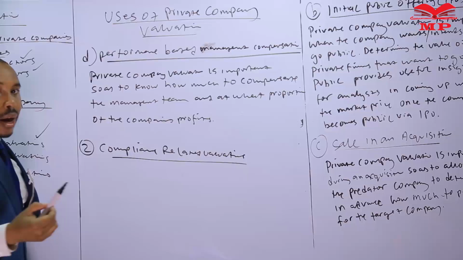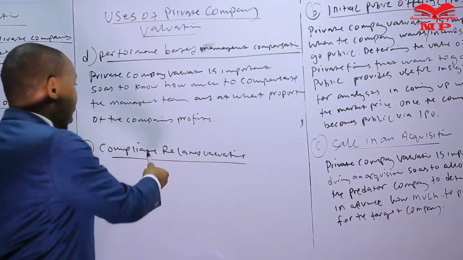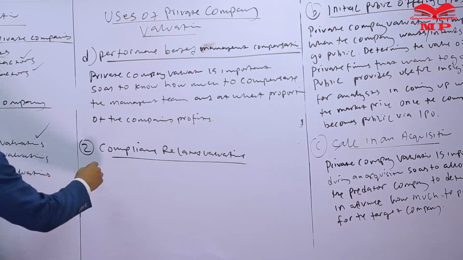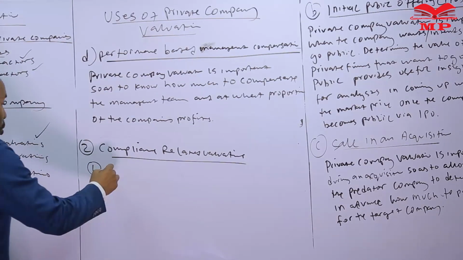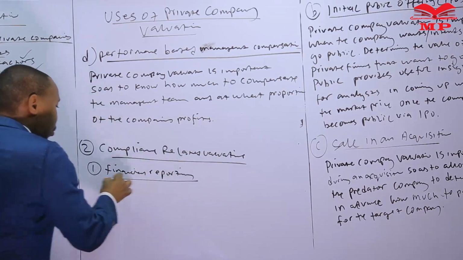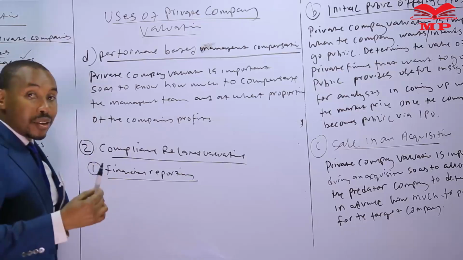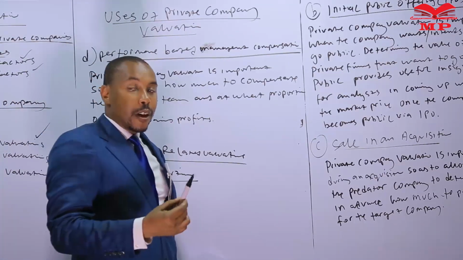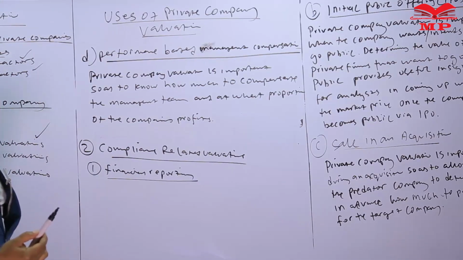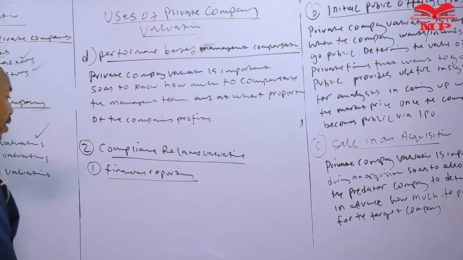Compliance-related valuations. Now, companies are required to comply with the laid down rules and regulations. Under compliance-related valuations, we will look at financial reporting as the first compliance-related valuation. We're saying why we conduct valuations is that it is mandatory in law for private companies to perform their valuations so that investors can identify which private companies they should consider investing in.